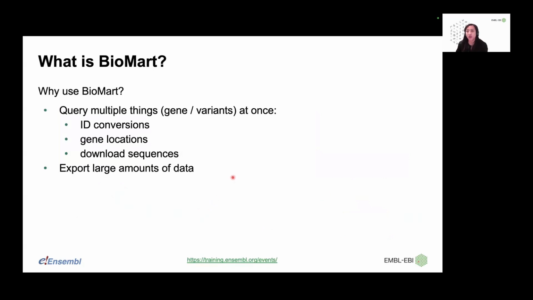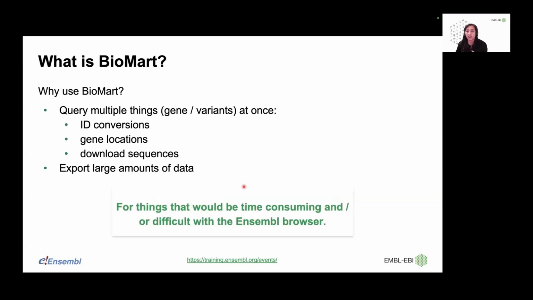In BioMart, you can query multiple genes or variants at once. You can convert any IDs. You can extract loci or coordinates and download multiple sequences in one go. So in other words, you can use BioMart for tasks that would be much too time consuming by going through the Ensembl browser alone.